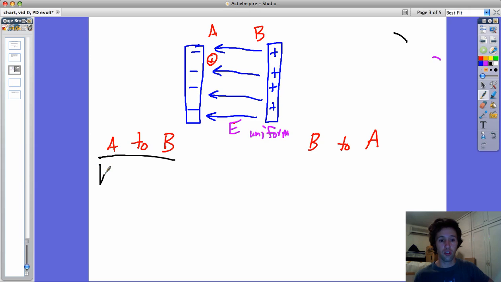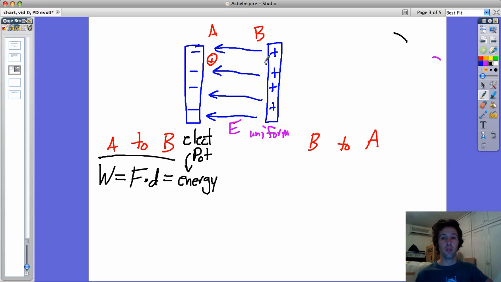It's going to take some work to move it from A to B. And work, you know, is force times distance. And that's going to give it some energy. That's going to be electric potential energy, because it's going to be stored, because it's going to be hanging out near this positive, which it doesn't like to do. And the work it takes to move it is going to depend on the strength of the electric field times the charge times the distance, which is going to equal this electric potential energy.